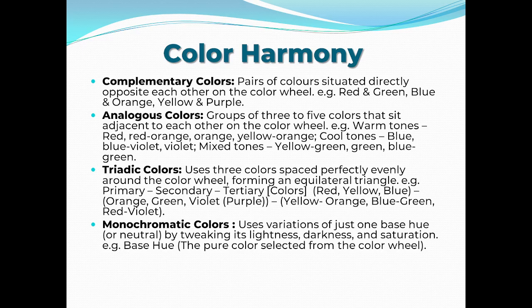The last form of color harmony is monochromatic colors. They use variations of just one base hue by tweaking its lightness, darkness, and saturation. An example is the base hue, the pure color selected from the color wheel.